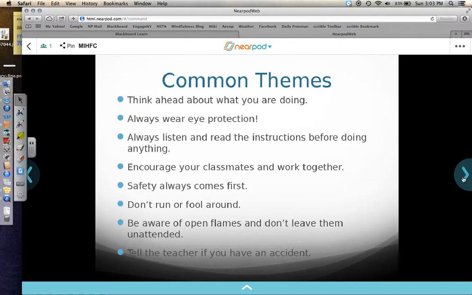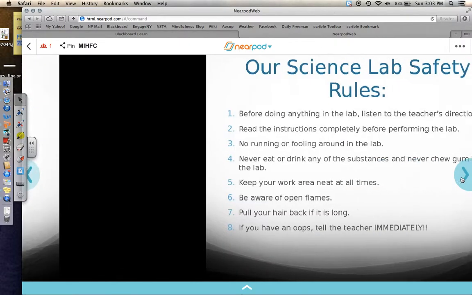I would have the students come up with a set of classroom lab safety rules, and we would take those and write them on chart paper or something. Maybe someone could create something online using some sort of app to make a nice, beautiful poster to post in the lab. And so for example, based on the common themes that I put here, I made an example.